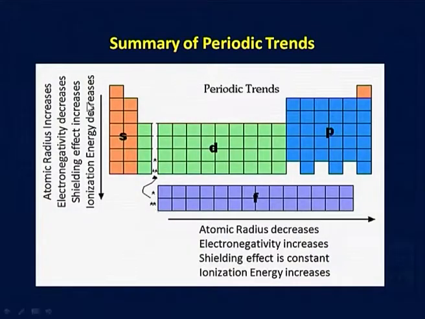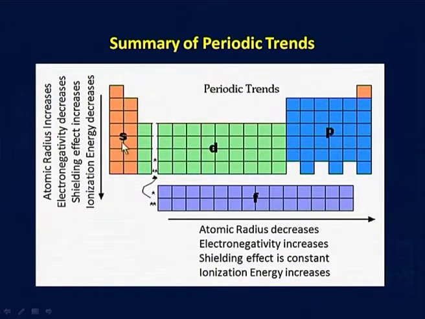Now, as we have gone through all these periodic properties, we have seen the size of atom, the ionization energy, electron affinity, and electronegativity. All these properties can now be summarized. When we move across the period, the size of atom decreases, the electronegativity value increases, the shielding effect is almost constant, the ionization value increases, and the electron affinity value also increases.